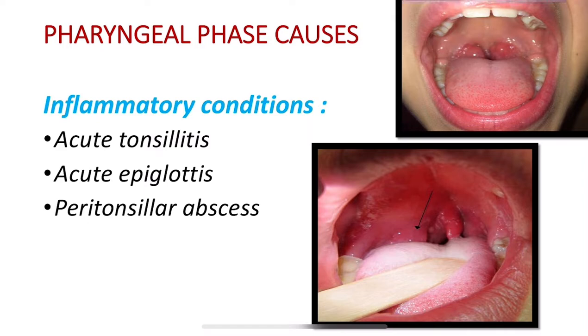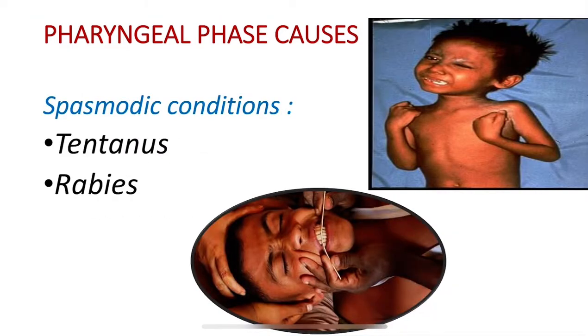Then what happens? The person will have systemic symptoms like fever, and localized throat pain will be there. All these conditions will be found leading to dysphagia. In these conditions: tonsillitis, epiglottitis, and peritonsillar abscess. Pharyngeal phase causes could be another thing, spasmodic conditions. The spasmodic conditions in tetanus and rabies.